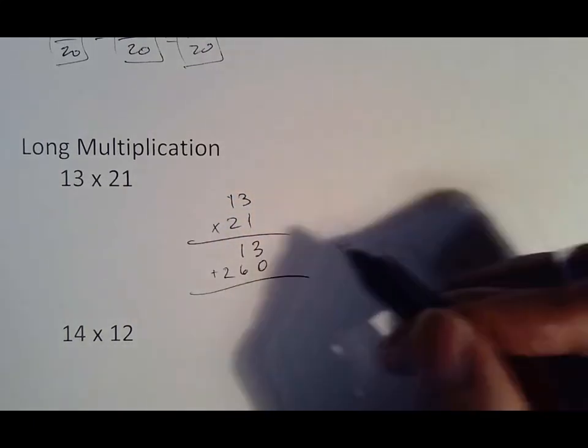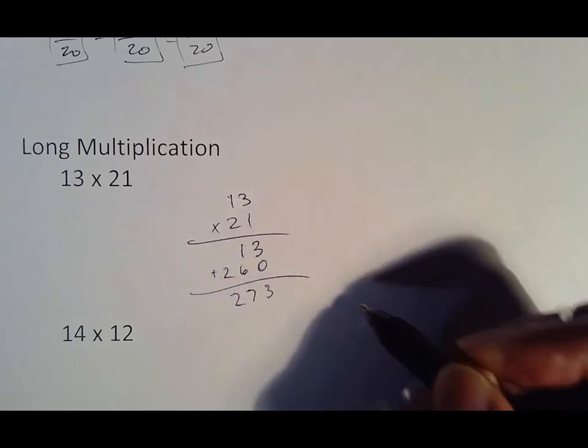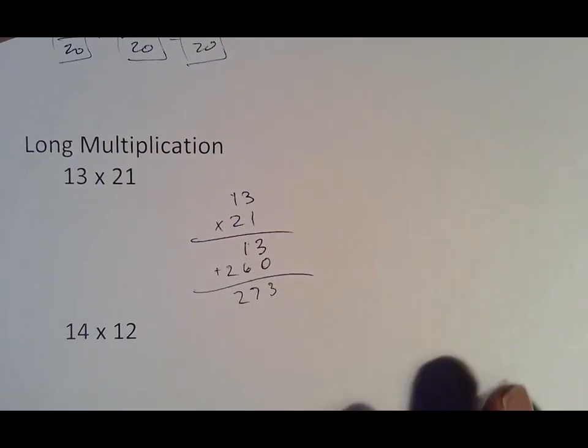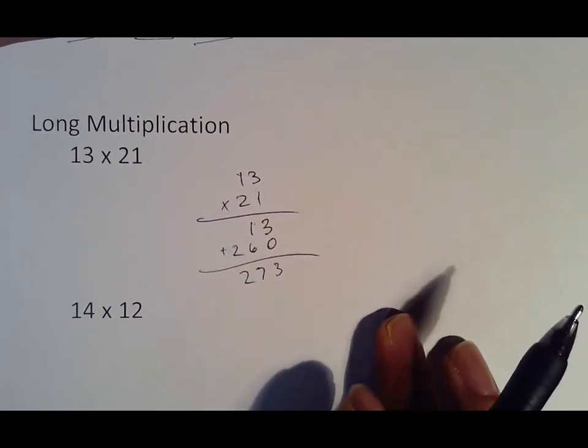And the last thing we do is add up the rows. 3 plus 0 is 3. 1 plus 6 is 7. 2 comes down. Remember, again, even if there was a carry, we do not copy that over. We just put these 1, 2, 3, 4, 5, 6, 7, 8 digits into the boxes.